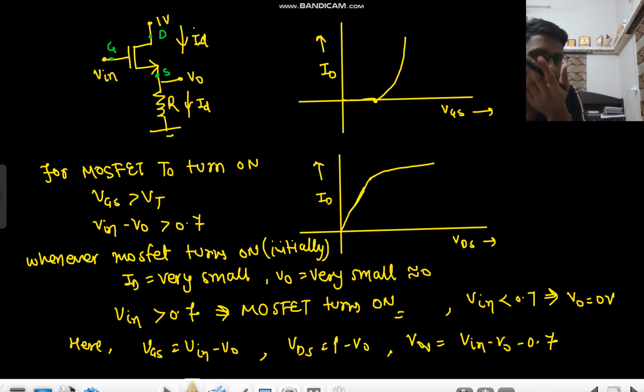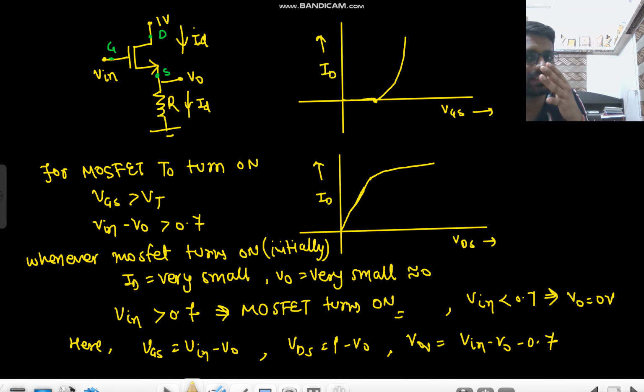You are increasing V in, your current increases, because of that your output increases. So if the output increases, your VGS goes low as well, right? So V in will increase more and V naught will increase less. Okay, because I have told you the current doesn't increase so rapidly. So V in will always increase more and V naught will increase less. So VGS will always increase, but it will not increase very high. Okay, do you understand this point?